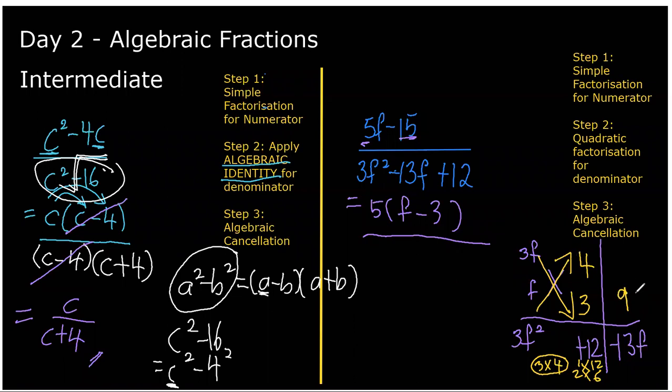3f times 3 is 9f. And then f times 4 is 4f. How do I get negative 13f? I obviously have to use negative 4f and negative 9f, which equals negative 13f. This is like your integers: negative plus negative will give me even more negativity. So carry forward the sign. I have negative here and negative here. So my two factors are 3f minus 4 and f minus 3.